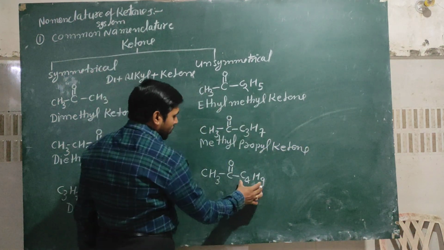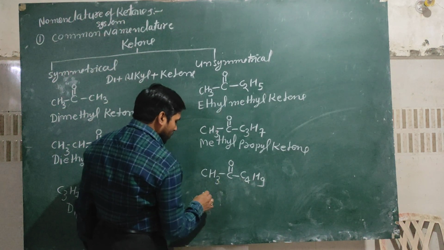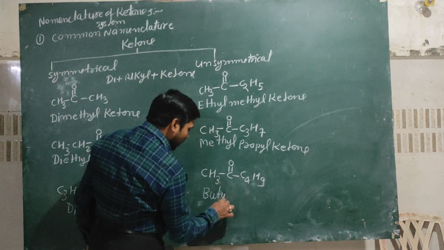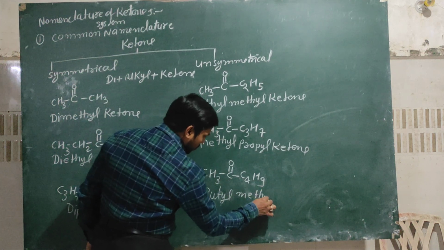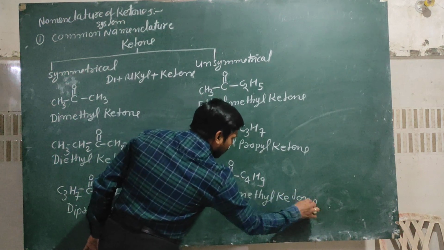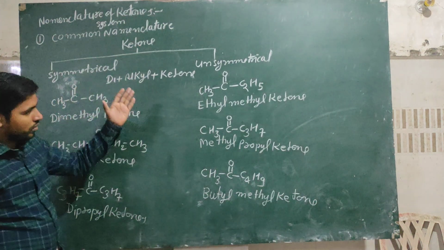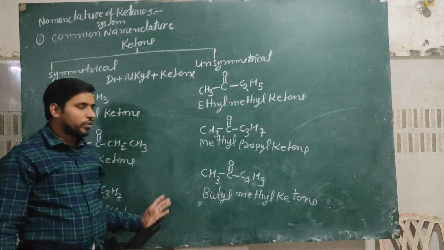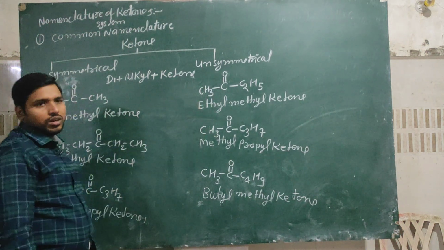Similarly, it is butyl group and it is methyl group. Then in alphabetical order, firstly we write butyl methyl ketone. Okay, it is the common system of nomenclature of symmetrical and unsymmetrical ketone.